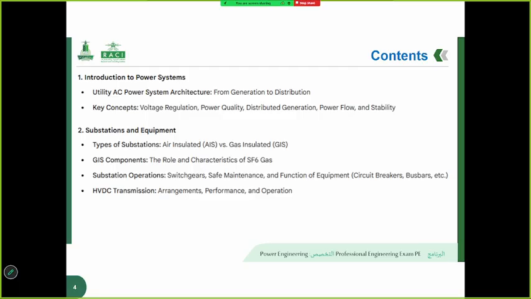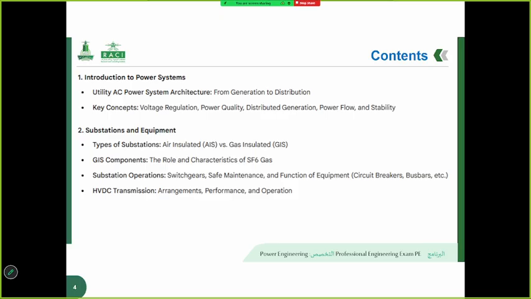GIS components, a specific look at the role of SF6 gas in GIS, its properties, and why it is used for insulation and arc quenching. Substation operation is another topic, an explanation of how substations are operated, including the function of key equipment such as switchgears, circuit breakers, and bus bars, as well as the practices for safe maintenance.